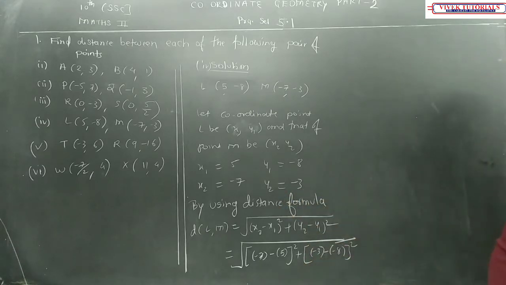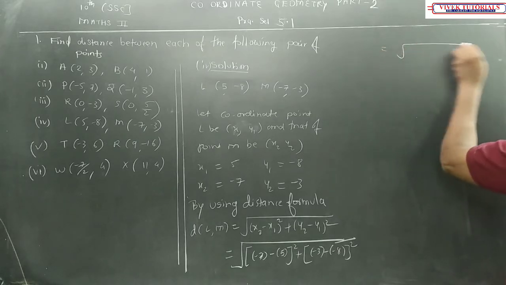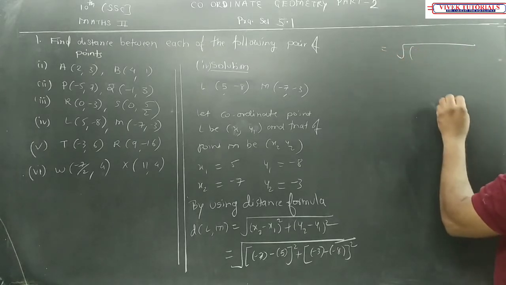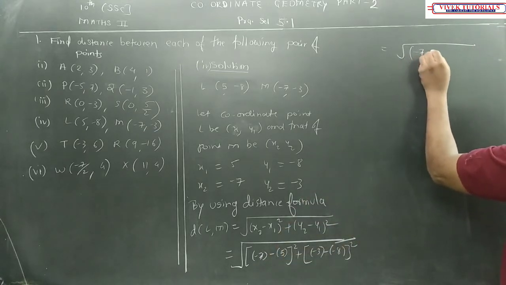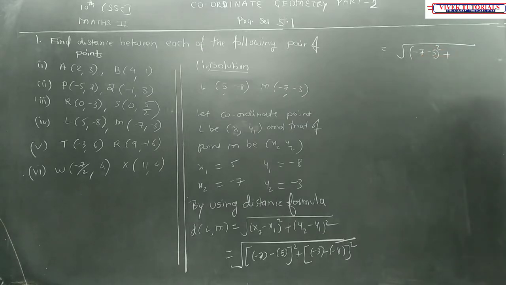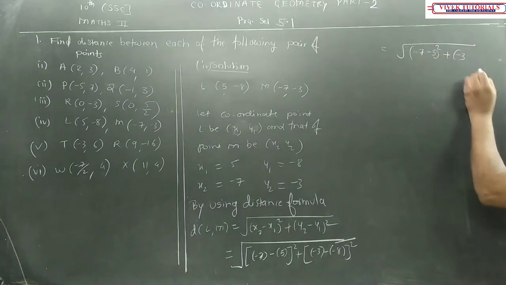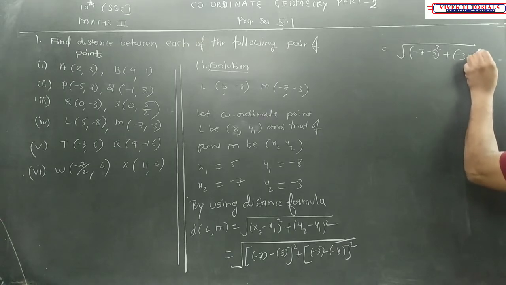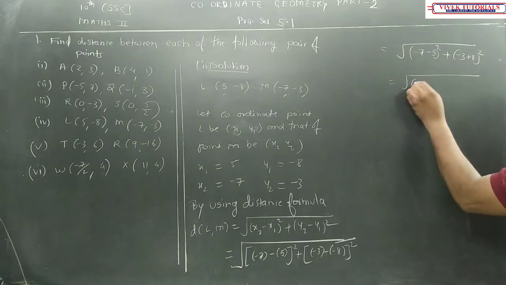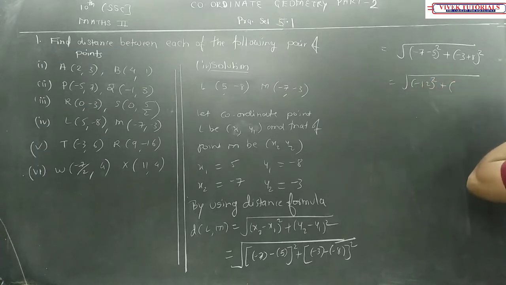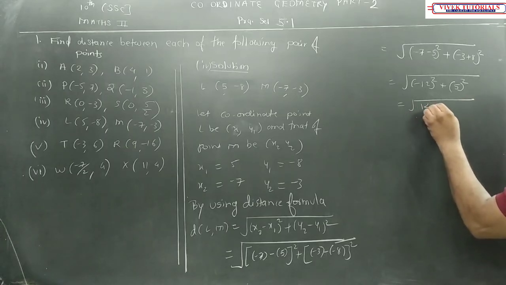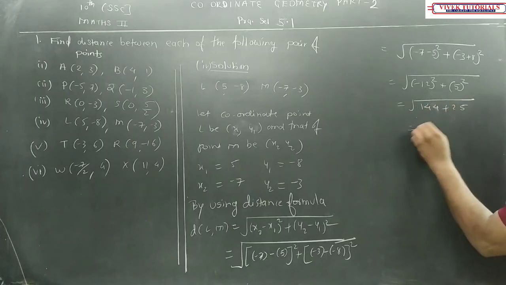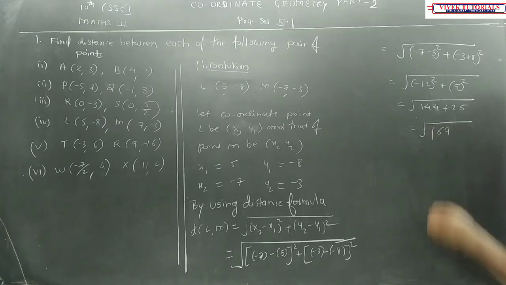Here when there is a minus, there are chances to make a silly mistake. Please take care of it. That is equal to root of, here it is minus 7, it will remain as minus 7 minus 5 the whole square plus minus 3 plus 8 the whole square. So it becomes minus 12 square and it will become 5 square. We are getting 144 plus 25. I am getting 169.